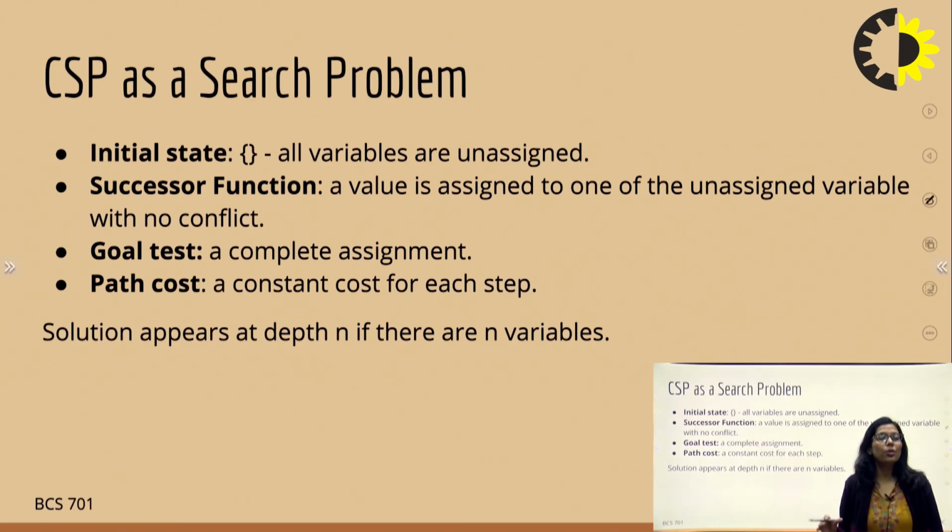Now the goal test will be when we have a complete assignment, all the constraints are satisfied as well as all the variables are given values. And what is the path cost? A constant cost for each step. So the solution will appear at depth n if there are n variables. So here we can formulate a CSP as a search problem and we can solve it.